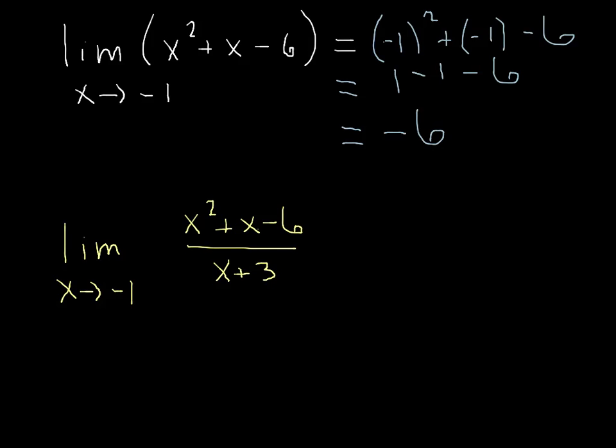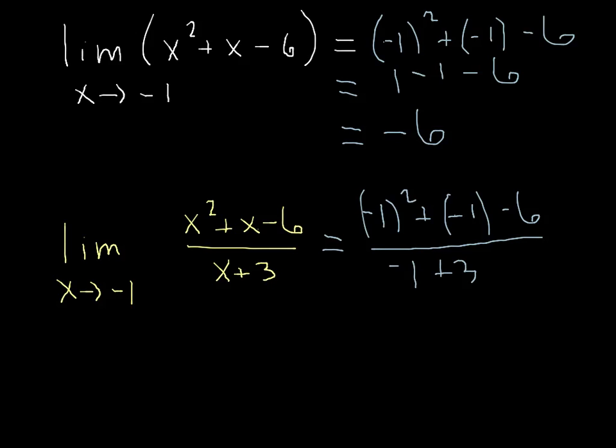Okay. Rational function, as x approaches negative 1, I have negative 1 squared plus negative 1 minus 6 over negative 1 plus 3, which gives us negative 6 over 2 and a limit of negative 3.